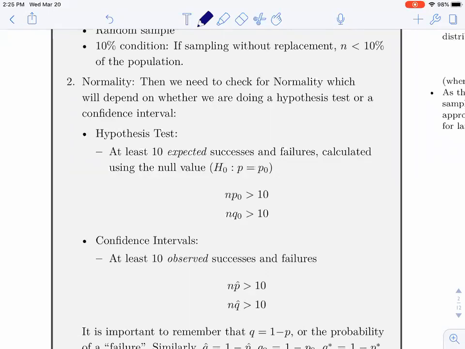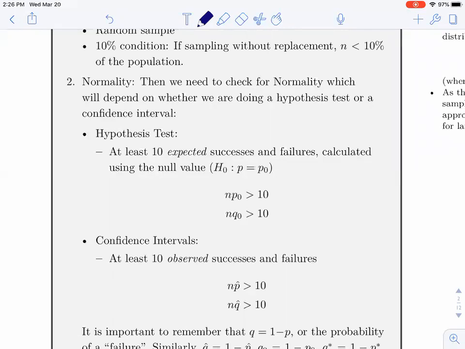Okay. Second phase of our assumptions is to check the normality condition. And so here is where we go the other way, where we have to say, okay, well, our sample size has to be large enough to be able to detect these differences in the proportions that we're trying to detect. What's tricky about checking this assumption is they're going to be different depending on if we're about to do a hypothesis test or a confidence interval.